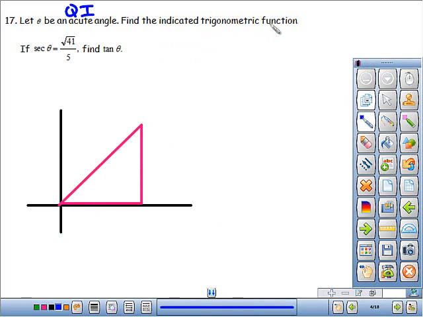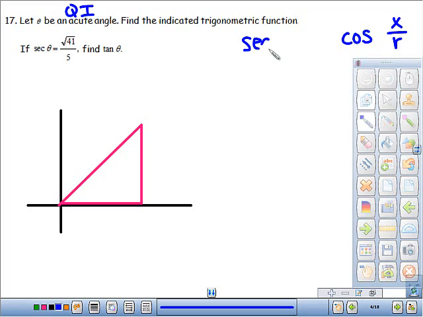Secant, remember, is the reciprocal of cosine, and you should know, hopefully by now, the ratio for cosine is x over r. So secant must be r over x. So that means this is my r and x. So x is 5, r is square root of 41. And then I can use Pythagorean theorem to find my y.